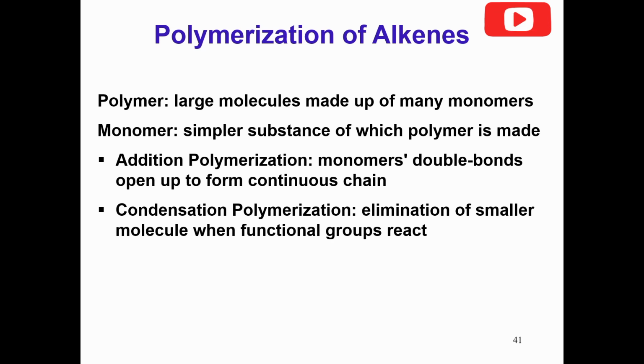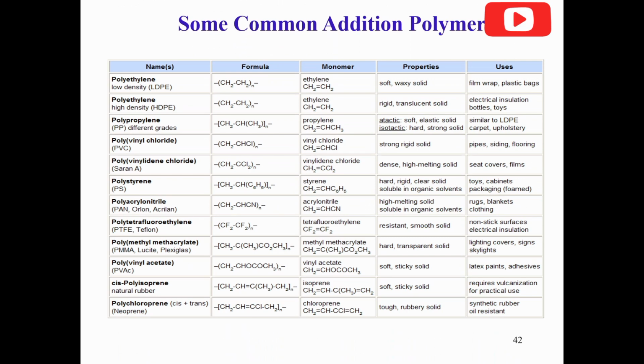There are 2 types of polymerization. We have addition polymerization, which is seen in ethylene forming polyethylene. We also have condensation polymerization, where monomers come together to form a polymer by eliminating water. These are common addition polymers. We talk about polyethylene. Like I said in the previous slide, they can have low density and high density. Remember, hundreds of thousands of this ethylene can form polyethylene. We also have PVC and others as shown.